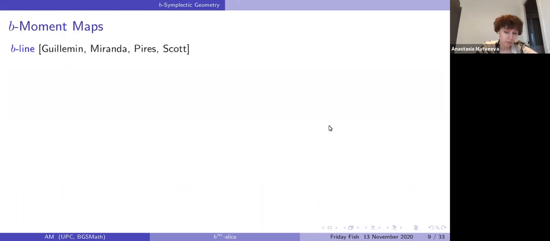So coming back to our example, we also need to understand what the moment map in the B case would be. We can look back at our examples of sphere and torus. To understand it in more detail, there is a paper by Gualtieri, Miranda, Pires, and Scott. I think the paper is called B-toric actions, something like that. It's also in the list of references. But if you look at it, beware to look at version 1 on arXiv, because in the final version of the paper, this isn't present.